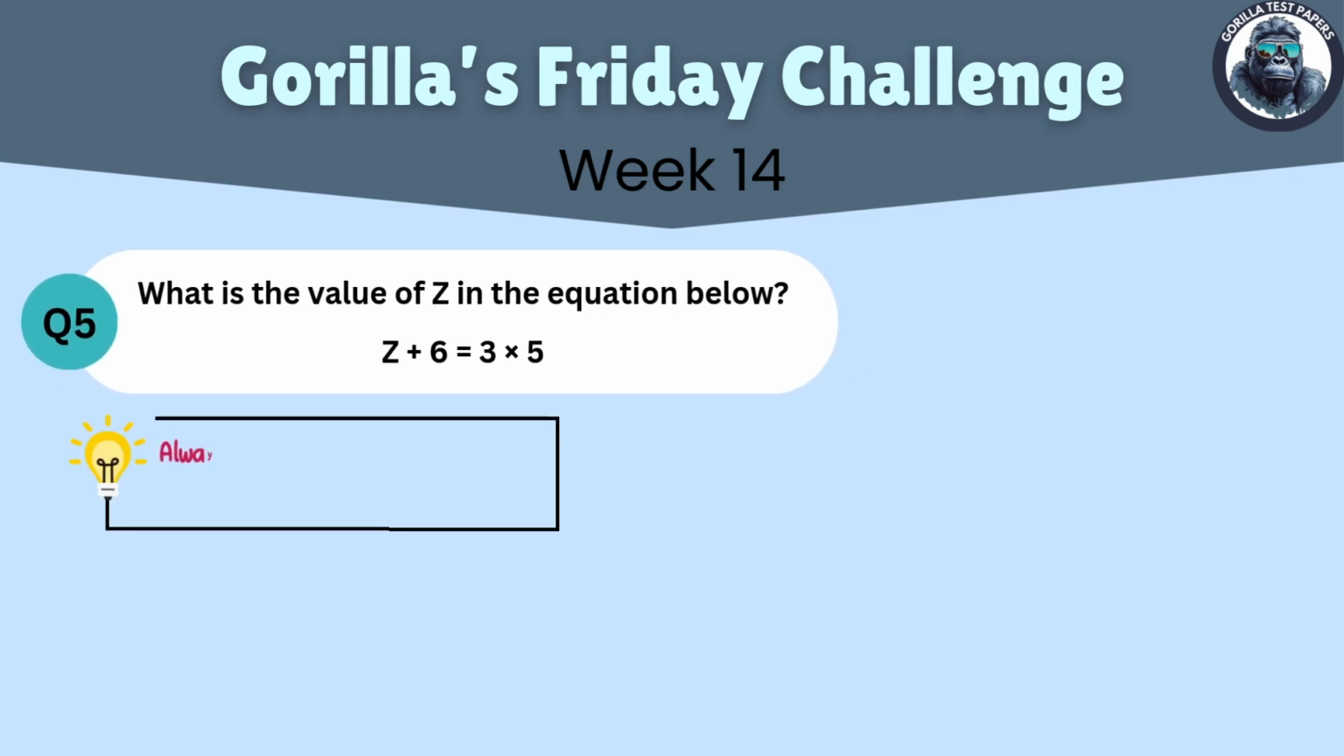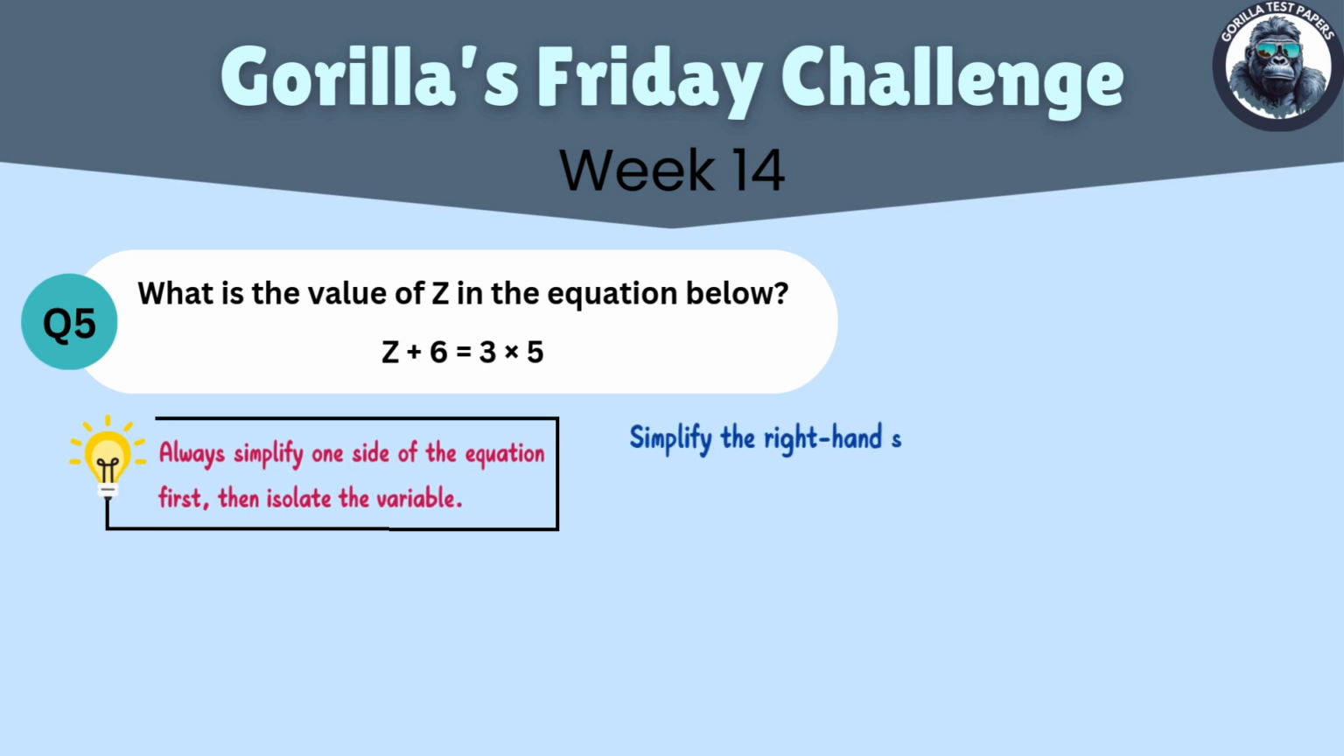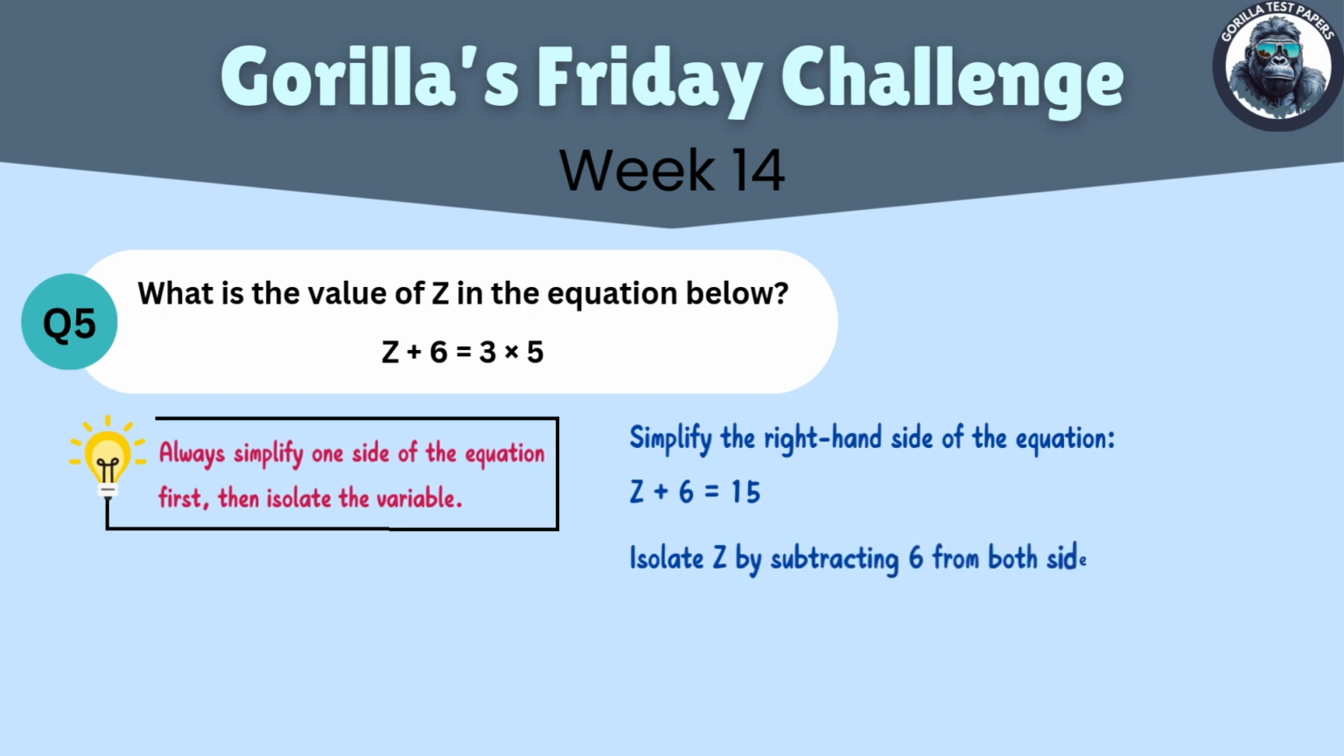The learning point for this question is that you should always simplify one side of the equation first, then isolate the variable. So let's break this down step by step. So first we need to simplify the right hand side. To do this we need to work out what 3 multiplied by 5 is, which is 15. So this leaves us with z plus 6 equals 15. Now we have to isolate z by subtracting 6 from both sides. And so after subtracting 6 from both sides we get z equals 15 minus 6, which is z equals 9.